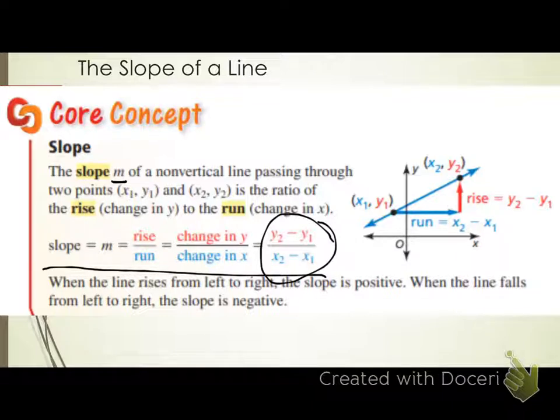So our rise over run makes a triangle pretty much on my graph. You can see how far you're rising to get from one point to the other using this triangle. And then you can see how far you're running to get from that point to that point. So rise over run, y2 minus y1 over x2 minus x1.